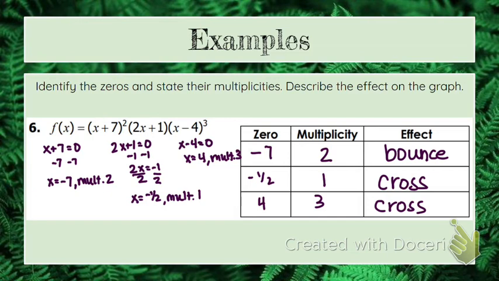So you could imagine if we wanted to draw this graph, so let's pretend that this is a real graph. We have a 0 at negative 7, so say that's over here. We have a 0 at negative 1/2, so that'd be somewhere here, and a 0 at positive 4. So at negative 7 it bounces, and at negative 1/2 it crosses, and then at 4 it also crosses. So it could look like this, but we also have to consider that it could be the other direction. So it could start at the bottom and bounce and go up and cross and cross.